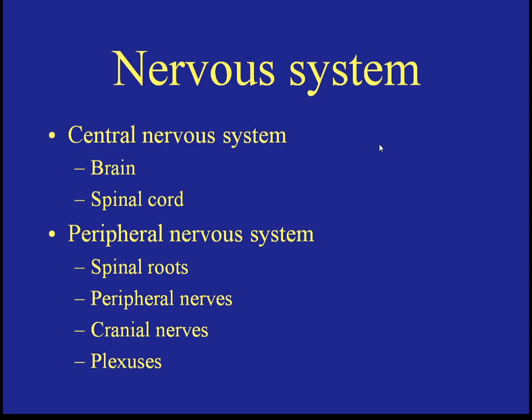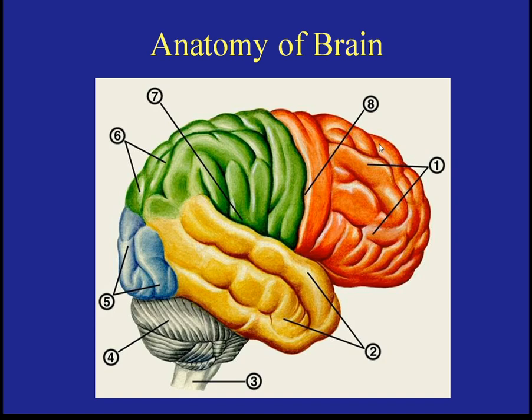Okay, anatomically, we can distinguish nervous system into also two big divisions, the central nervous system and peripheral nervous system. The central nervous system consists of brain and spinal cord, and all other parts of nervous system compose the peripheral nervous system. There are spinal roots, peripheral nerves, cranial nerves, and plexuses. Let's revise main parts on these pictures. I will show off the brain and spinal cord.